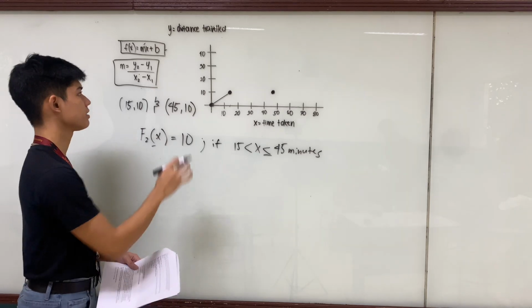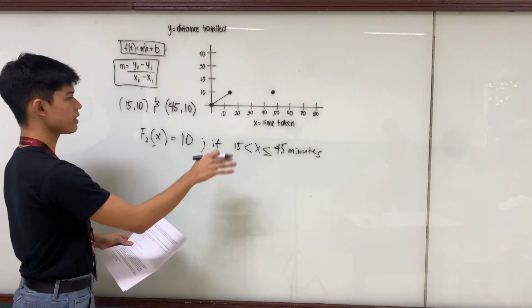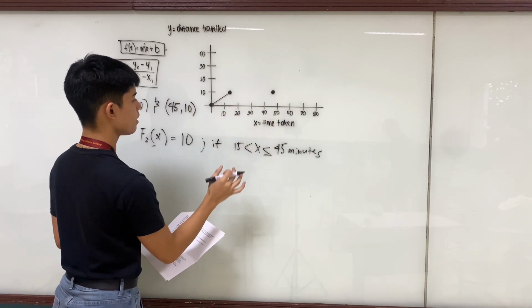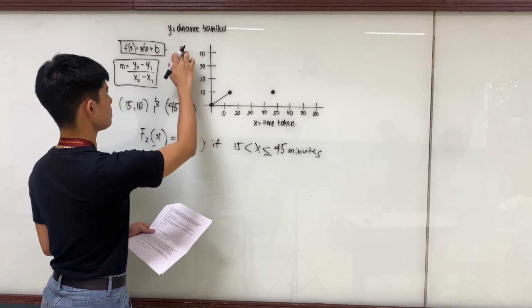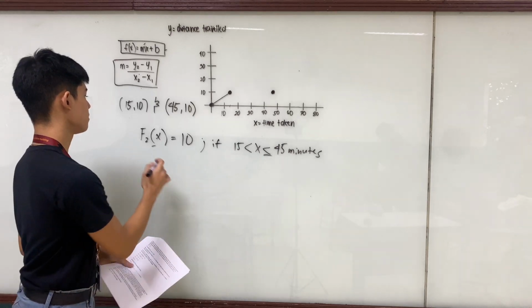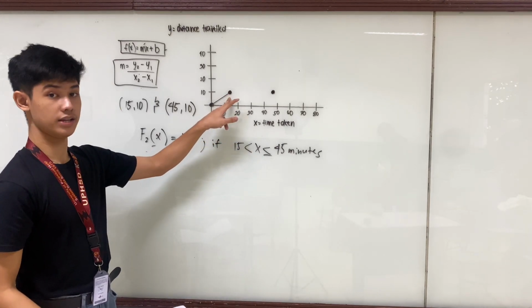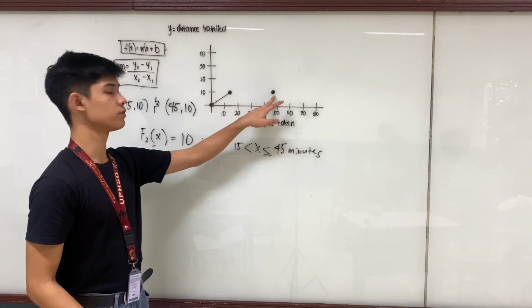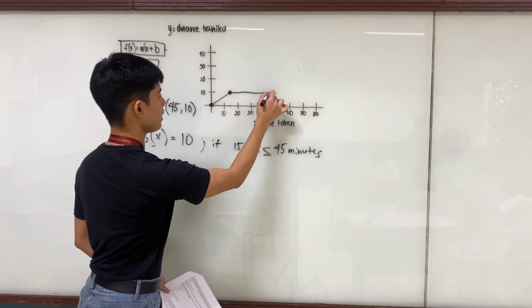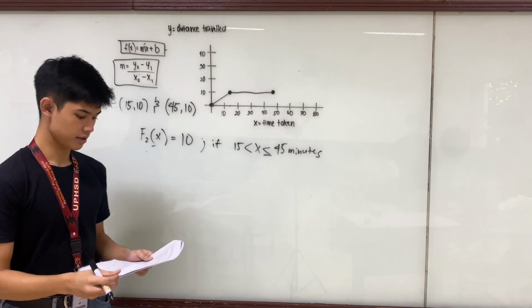F sub 2 of x is the y, and like what we said, y did not change its value. So regardless of any value between these two points, y is equal to 10. So that's what we said here: f sub 2 of x is equal to 10 if x is greater than 15 but less than or equal to 45 minutes. So during this duration, y is just the same. So that's our second piecewise function.